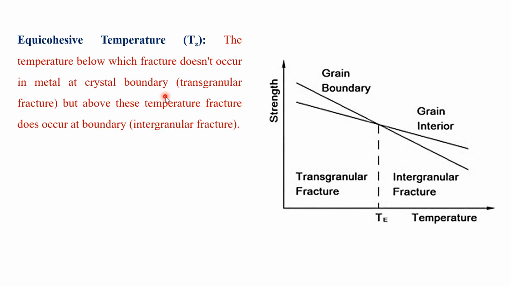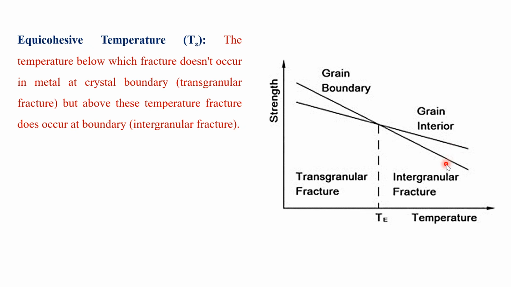So first one is equicohesive temperature. What is meant by equicohesive temperature? In a material, usually at room temperature, grain boundaries are actually stronger than the interior of grains. Therefore, whenever we are trying to break the material, fracture will occur across the grains. That is, transgranular fracture will take place. But beyond a particular temperature, the interior of the grain is stronger and grain boundaries become very weak.